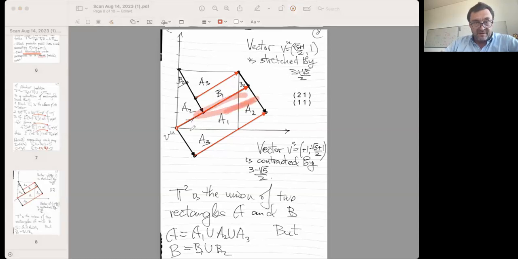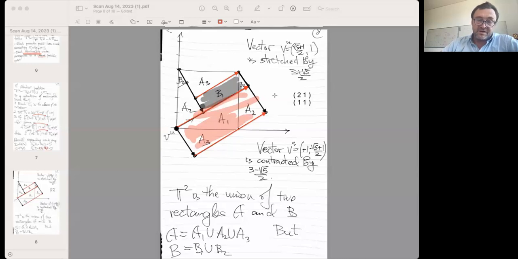So this will be my rectangle A, and then there will be rectangle B. And the way that these rectangles are constructed, I just look at the intersection of the associated directions. And everything starts at the origin.